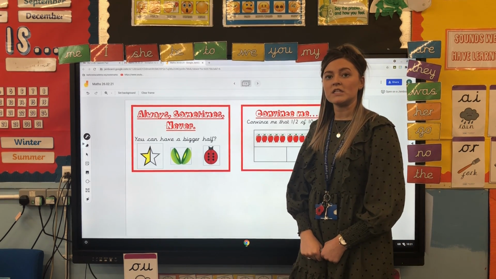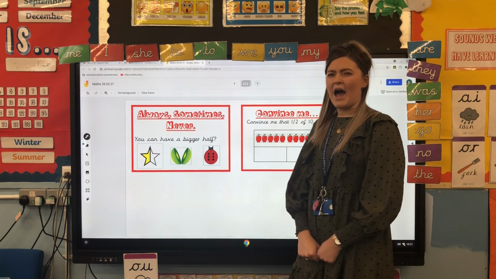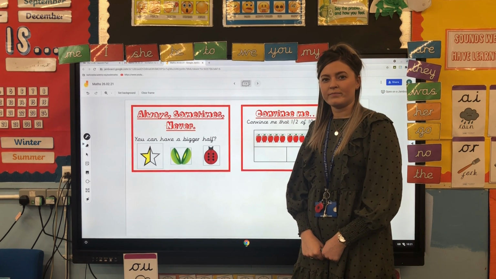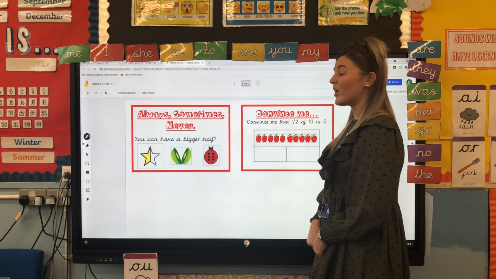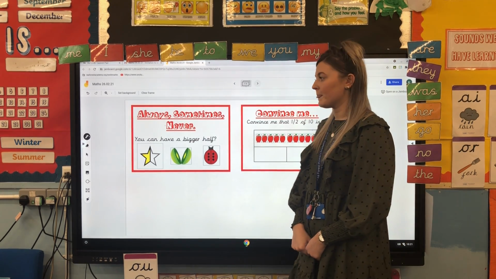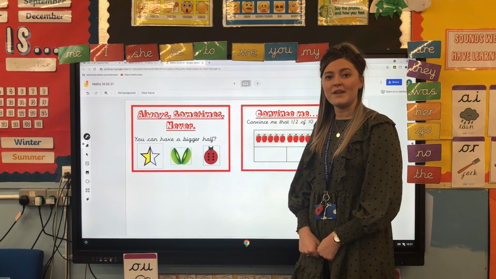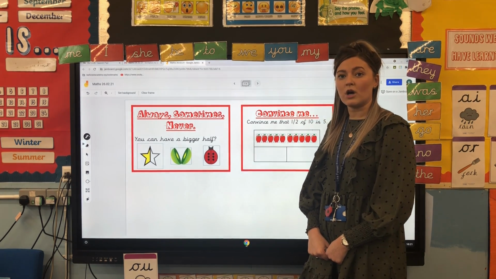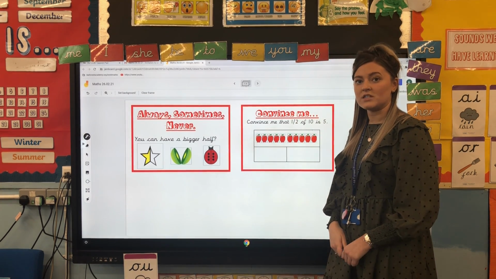You have an always, sometimes, never. Can you have a bigger half? Tell an adult at home. Can I always have a bigger half? Can I sometimes have a bigger half? Or can you never? When you have told your adult, have a go at writing your answer next to your question.